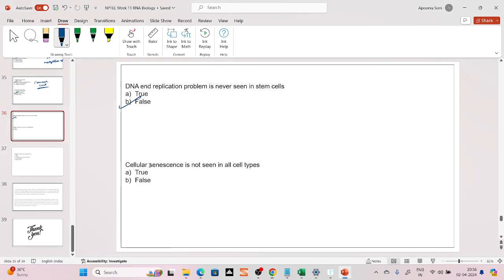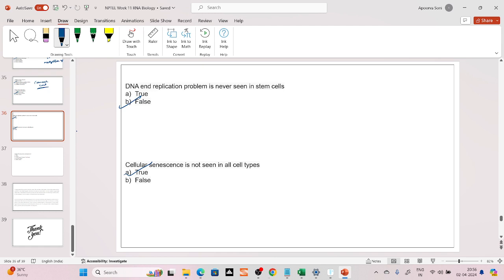The correct answer is true. Why? Can anybody tell me why it is true and not false? In cancer cells, it is not seen. Yes, correct. So, cellular senescence is not seen in all the cells.